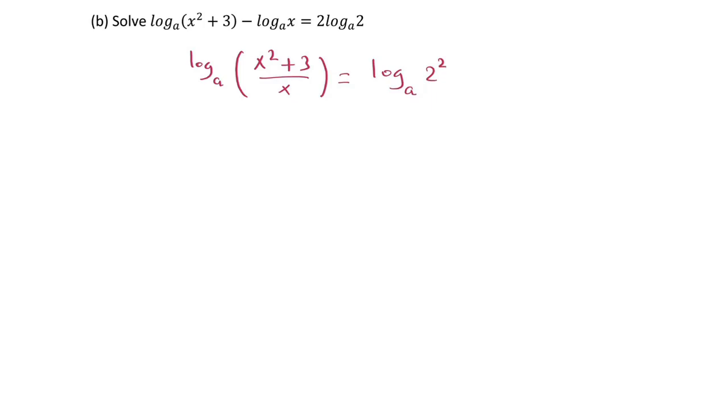Okay, so now we can see that the bases are the same. Then we are going to equate their values. So our equation is going to be x squared plus 3 over x equals 4. Okay, so now let us multiply both sides by x. We are going to have x squared plus 3 equals 4x. Okay, so let us now write this equation in a quadratic format. Our equation is going to be x squared minus 4x plus 3 equals 0.